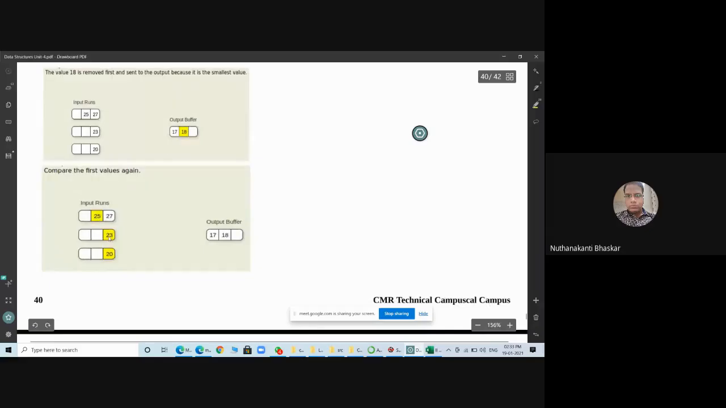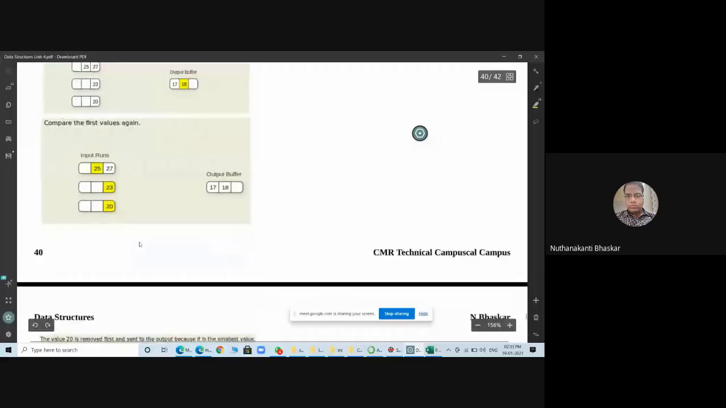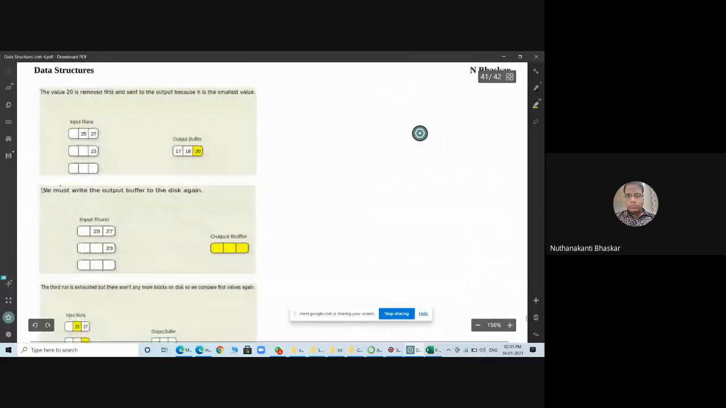Then compare 25, 23, 20. Which is the smallest? 20. You store 20 into the buffer. Now one chunk is over.